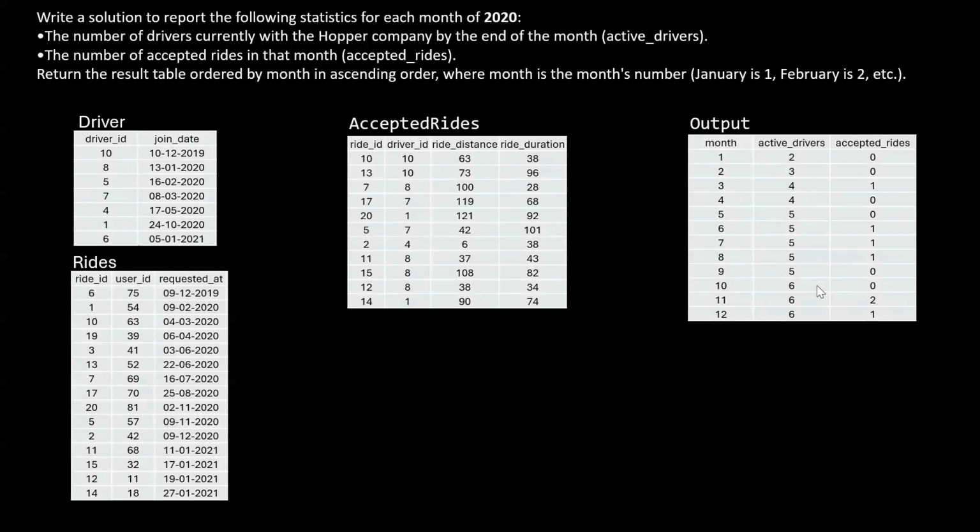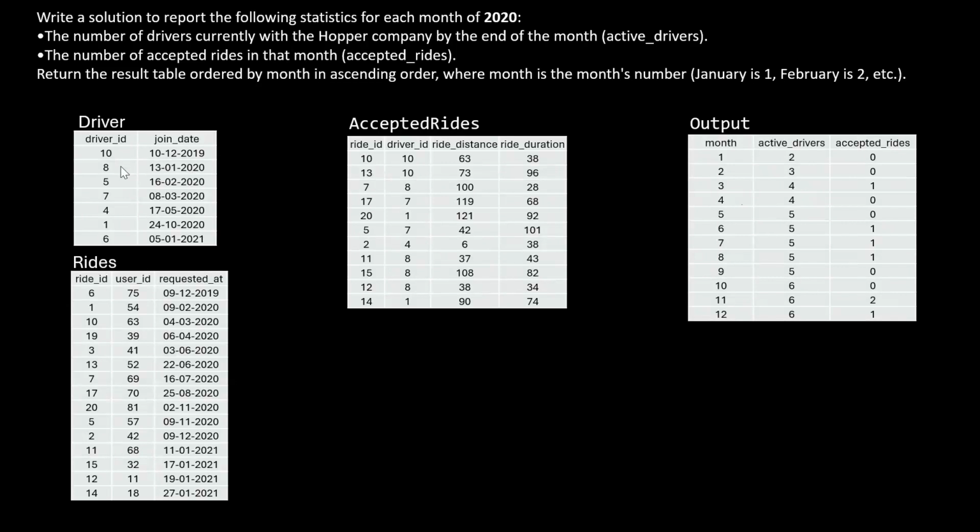Okay, so now to solve this particular question, we will have to do it in two parts. First of all, we need to find the active drivers for every month of 2020. And then as a second part, separately, we can find the accepted rides, as we discussed, for every month of 2020.